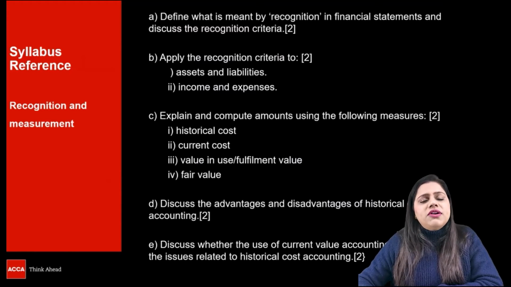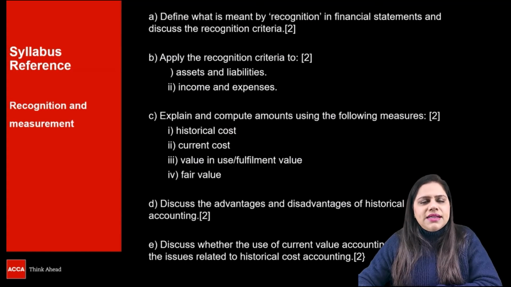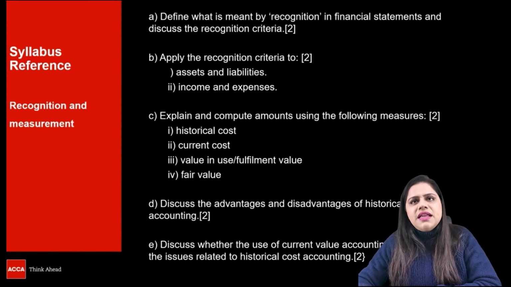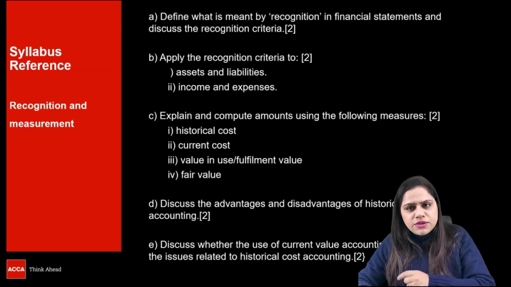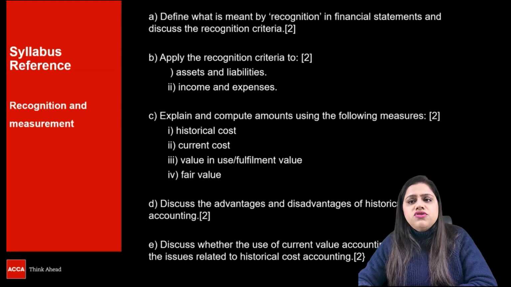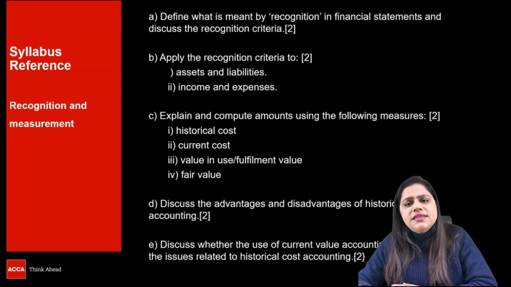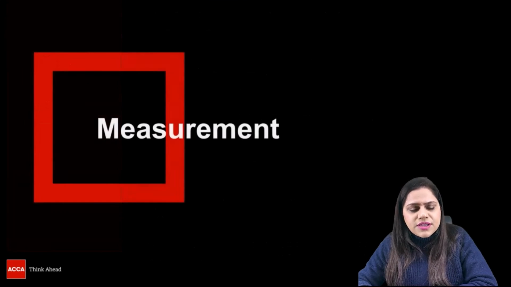In case of syllabus reference also, the recognition and measurement criteria, you can see that the syllabus itself says that you have to define what recognition means, discuss the criteria, apply recognition criteria to assets, liabilities, incomes, and expenses. Then talk about the measurement criteria. We're going to discuss this shortly. Discuss the advantages and disadvantages of historic cost, and discuss whether the use of current value accounting fully addresses the issues related to historic cost accounting.